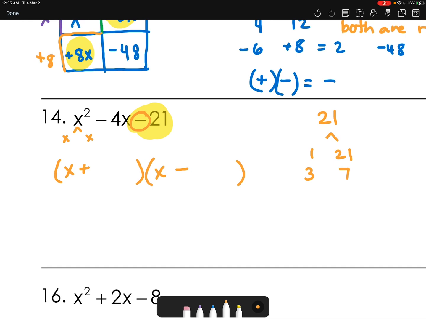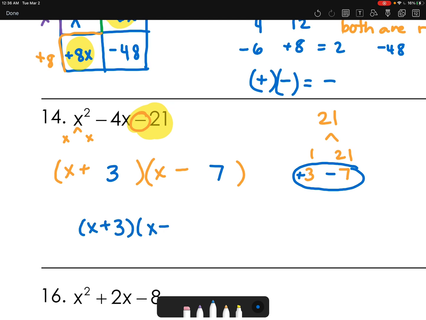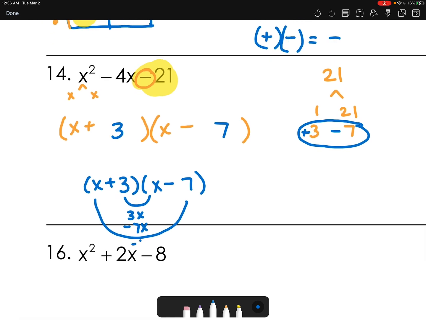So which ones, if I have opposite signs on them, would give me negative 4? 3 and 7, but I need -7 and +3. So which one goes in each spot? 3 would go here and 7 would go here. So my final answer would be x plus 3, x minus 7. You could check yourself by doing the double smile, and you would get 3x, -7x, and see that when you add those together, you get -4x, which is what we wanted in the middle. Okay?